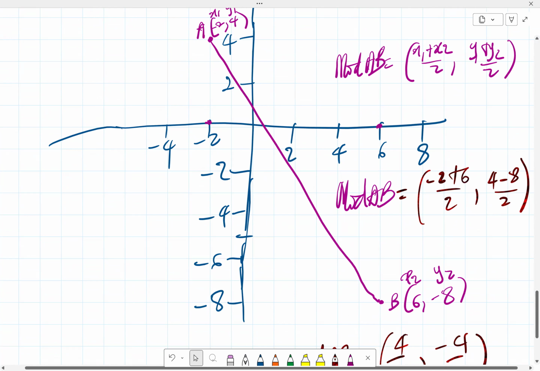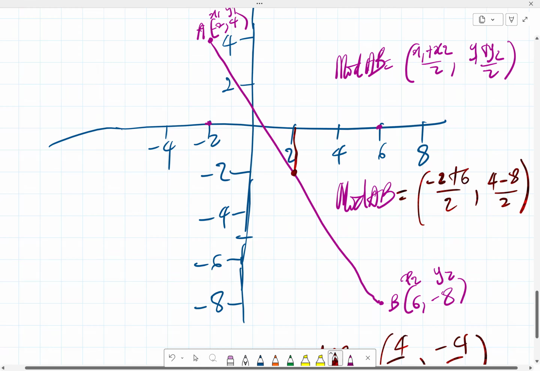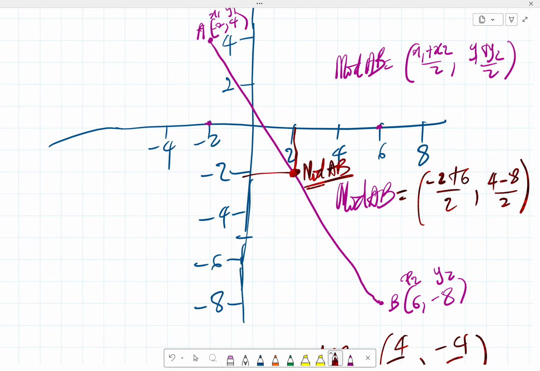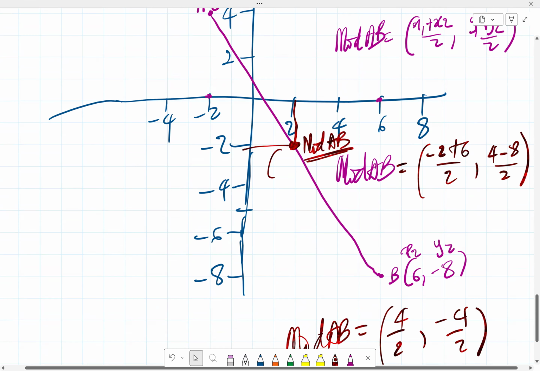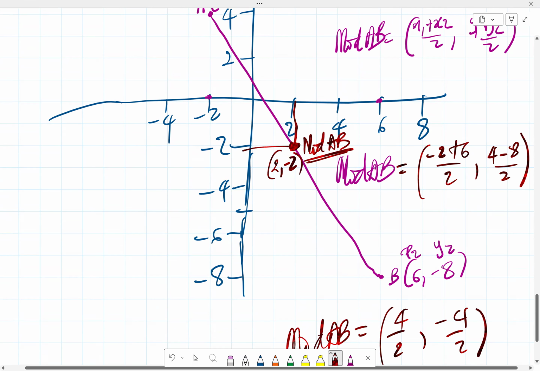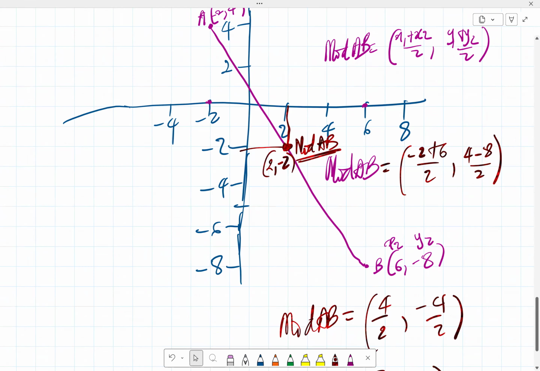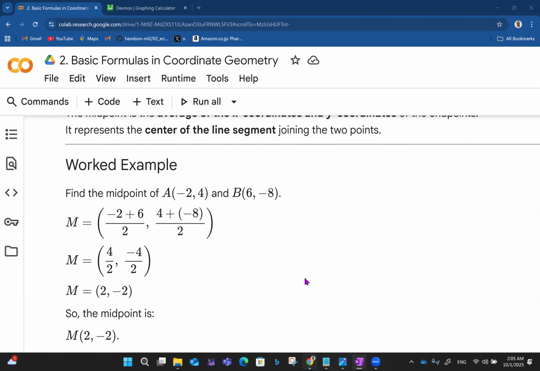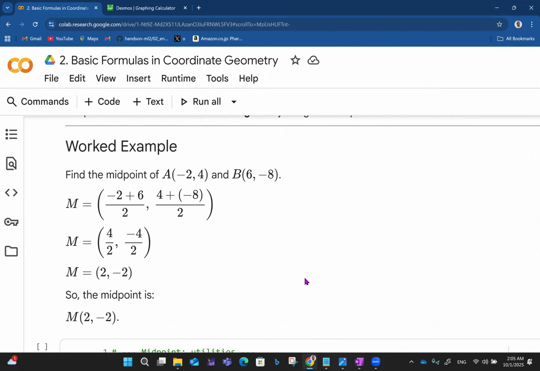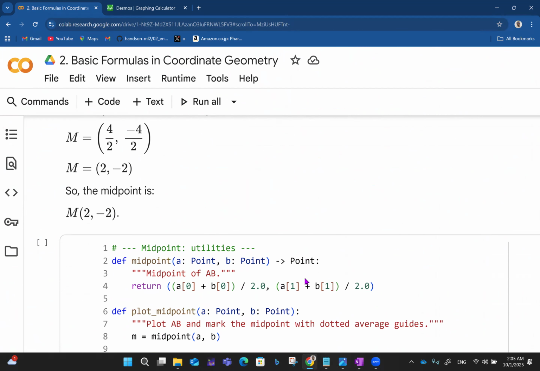So that means if you lay this down, so 2, minus 2. So this is the midpoint. So this is the mid AB. That's the midpoint of that line right there. Okay? So the midpoint AB is 2, minus 2. That's the midpoint right there. So back here now, we see that's what we get, 2, minus 2. So the midpoint is 2, minus 2.